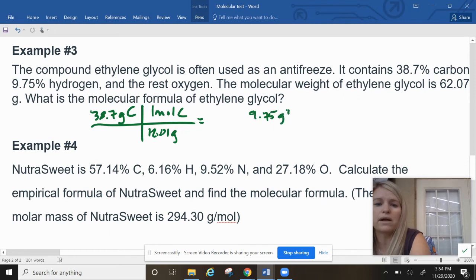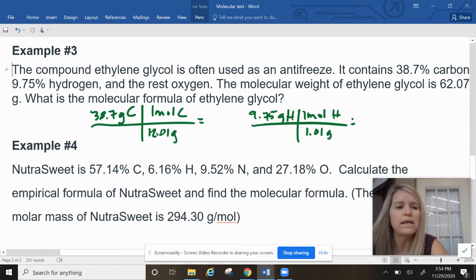9.75 grams is hydrogen. I'm going to change that. 1 mole of hydrogen is 1.01 grams. And then it says the rest is oxygen. So we're doing it from 100.